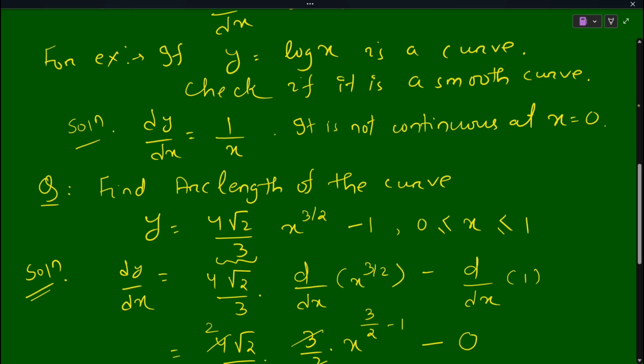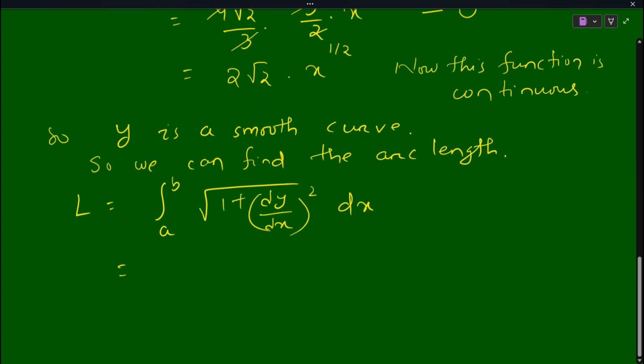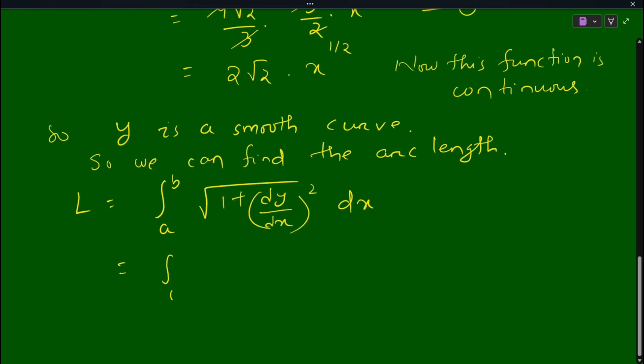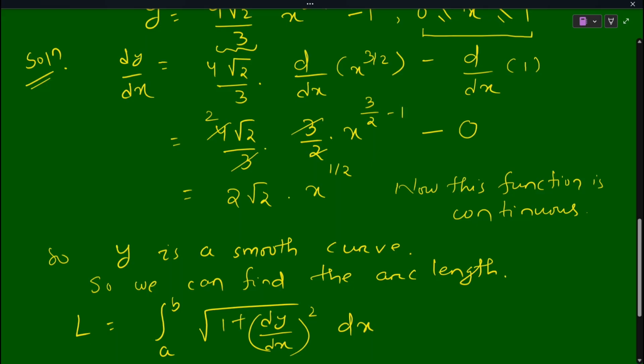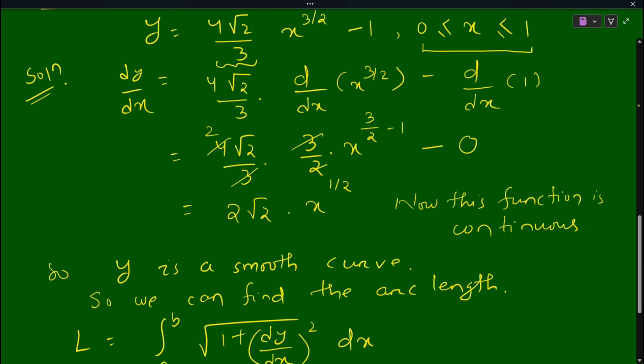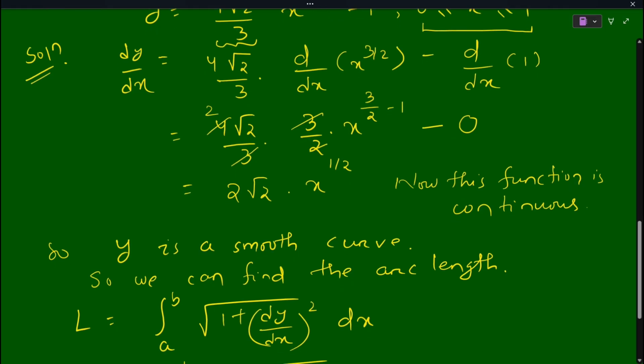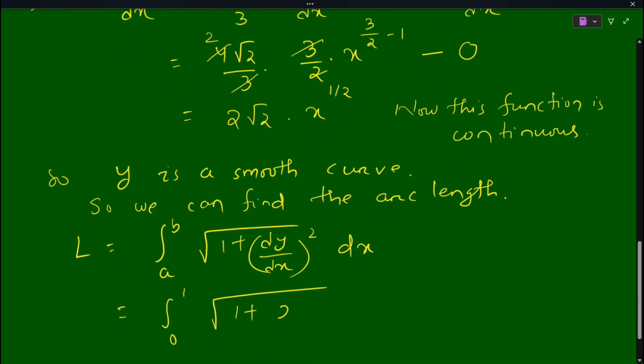It is the limit of x over which we have to find the arc length. So again, going back to the question, what are the limits for x? The limit is 0 to 1. So we will use this limit as 0 to 1. Now root over 1 plus dy by dx squared. What is the value of dy by dx? This value is 2 root 2 into x to the power half. So use this value, 2 root 2 x to the power half, and square.